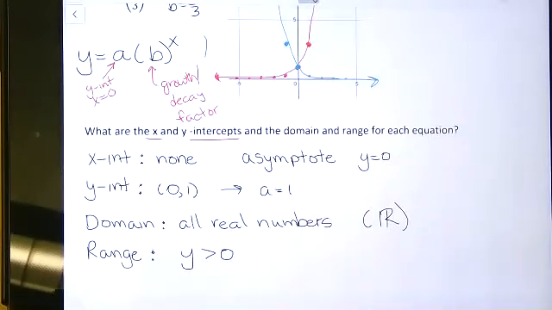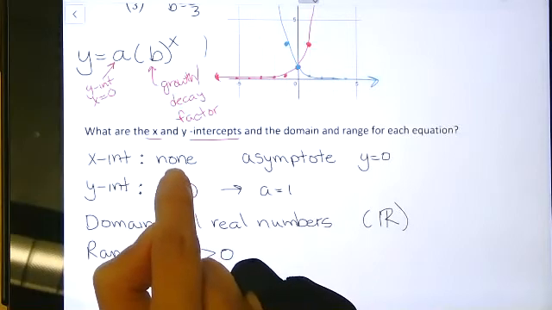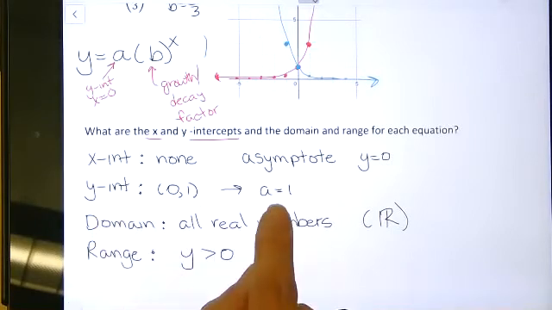So everything here applies to every exponential that we are going to do. So hint, you might want to know that. So you might want to know what the domain and the range is for every exponential. All real numbers for the domain, range, values of y that are greater than 0. All exponentials have no x-intercepts, but they do have an asymptote at y equals 0. All exponentials have one y-intercept that is determined by the value a in the equation.